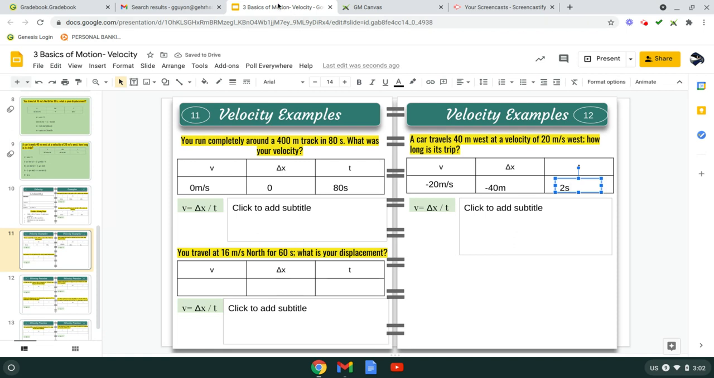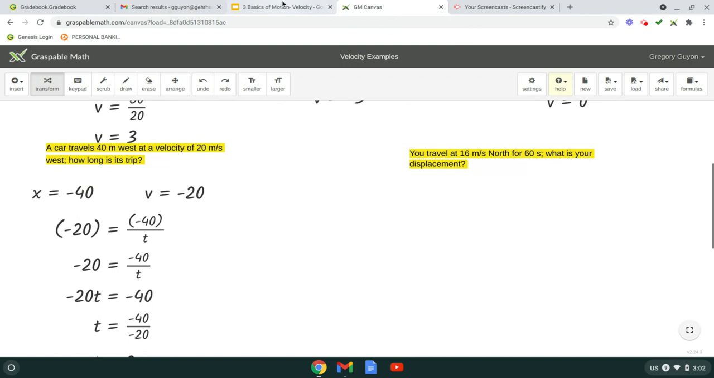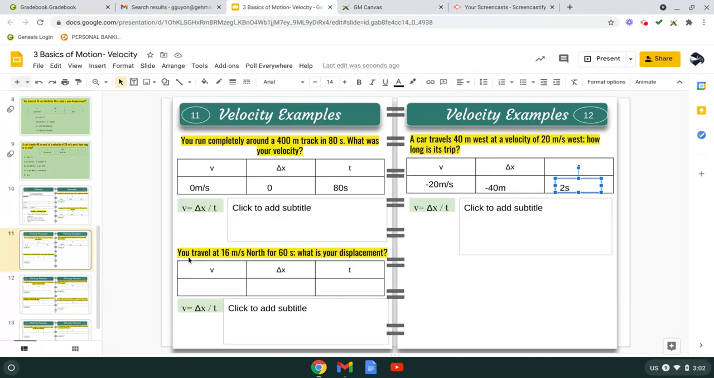Okay, and then one last example problem. Go back here. Okay, so you travel at 16 meters per second north. So in this case, my velocity, because it's meters per second, is 16 meters per second, and it's north, so it's positive. North is always positive. And then it says for 60 seconds. That seconds is telling us that that is a time. So we got to go back over here and we put 60 seconds in for the time. So the only thing we're missing is the delta x. We don't know what the x is.